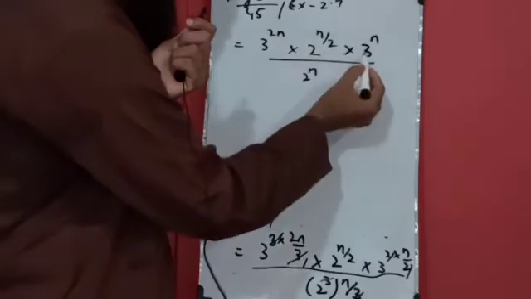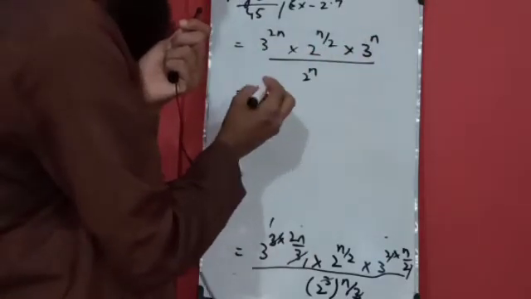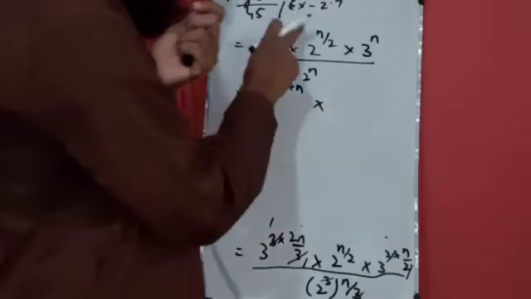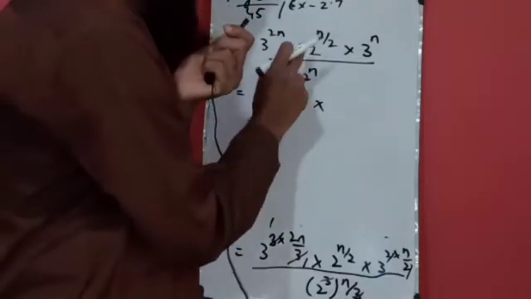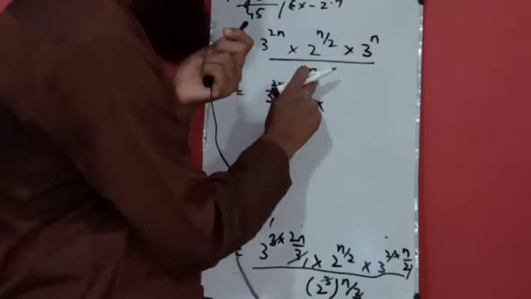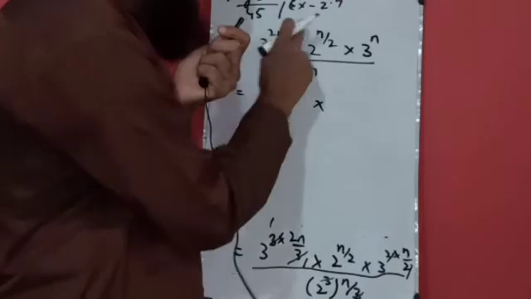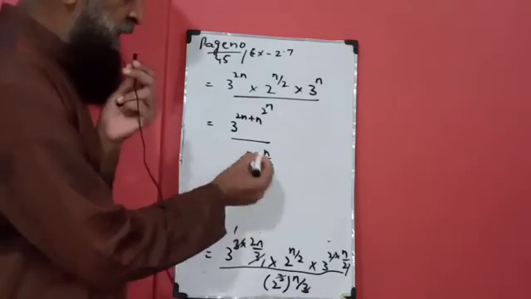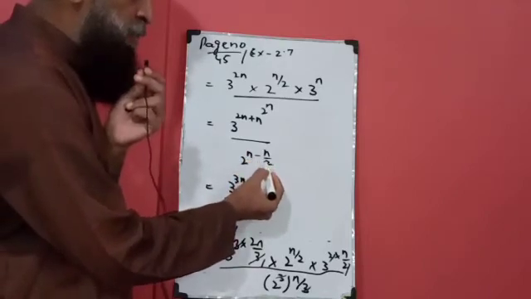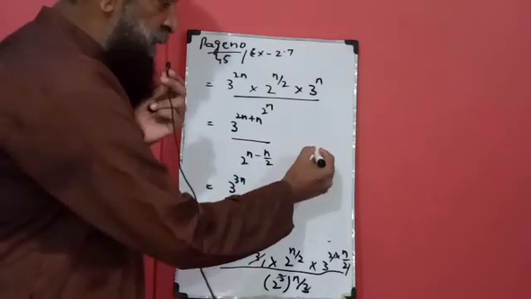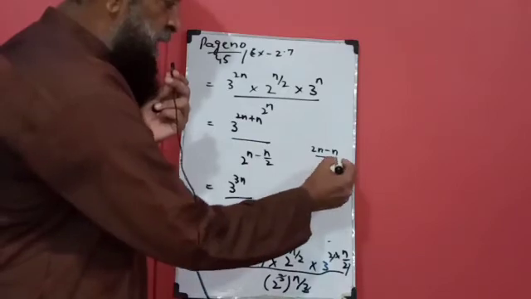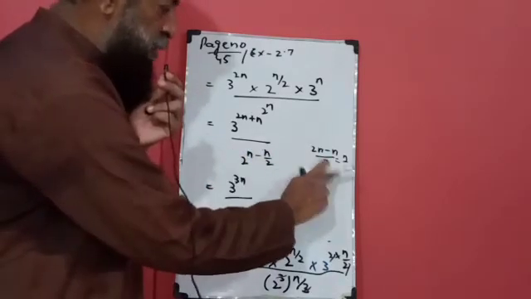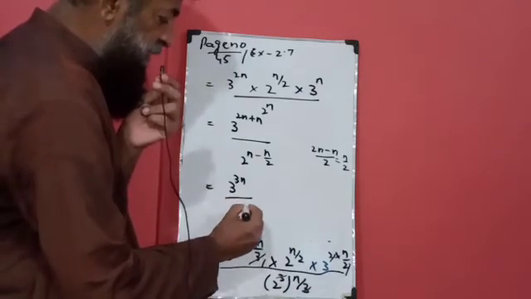Both the 3 having the same base but different powers, as per laws we add the powers: 3 raised to power 2n plus n, multiplied by 2 raised to power n upon 2 and 2 raised to power n. In the numerator we are looking at 3 raised to power 3n, but in the denominator 2 raised to power n minus n upon 2. If we take 2 as LCM, it comes as 2n minus n upon 2, which comes as n upon 2. So the remaining power of the 2 is n upon 2, so we write 2 raised to power n upon 2.